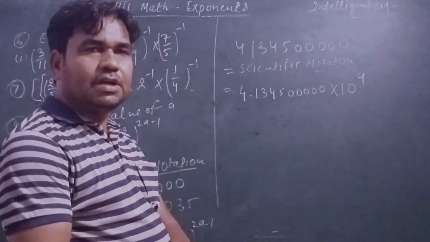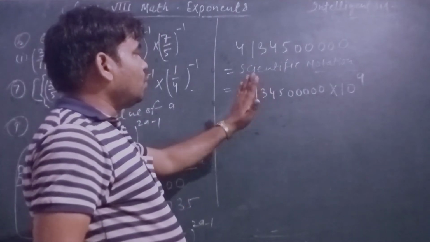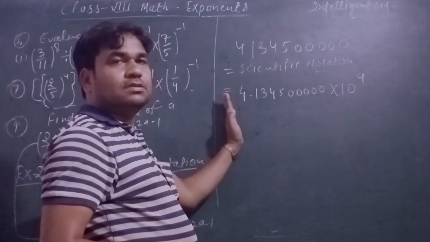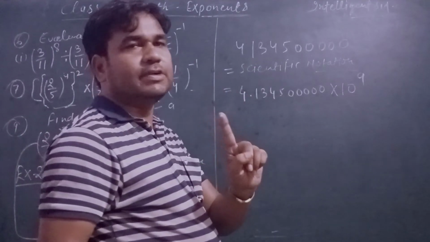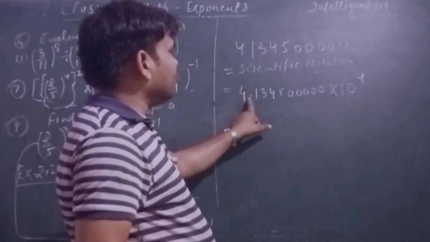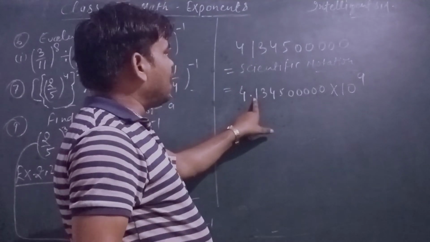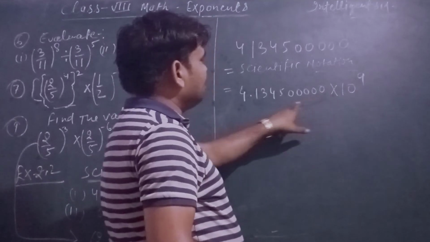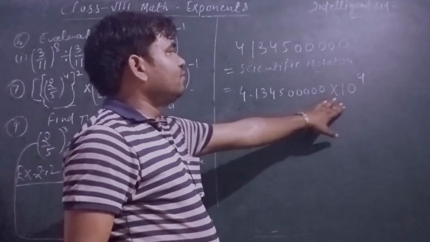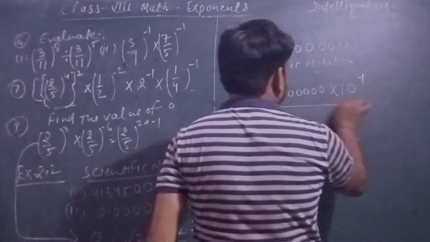You can put a decimal after the first digit, leaving only a single digit. That single digit is 4. You put the decimal mark after 4, and after that you write the power of 10. So that is the notation. So you can write this.